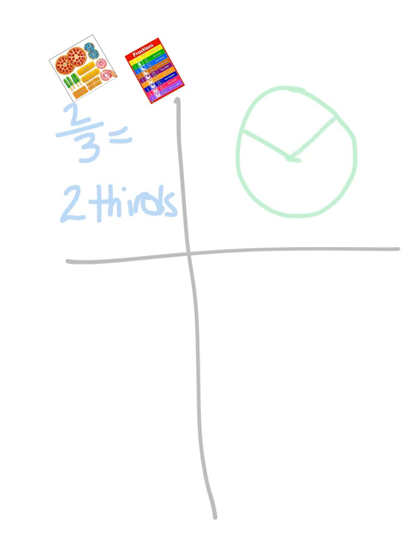So I divide my whole into 3 parts, and to show 2/3, I'm going to go ahead and shade in 2 of those parts. Now I don't have to do a circle, I could also draw a rectangle and divide it into 3 equal parts. That's easier when you're working with a lot of pieces.